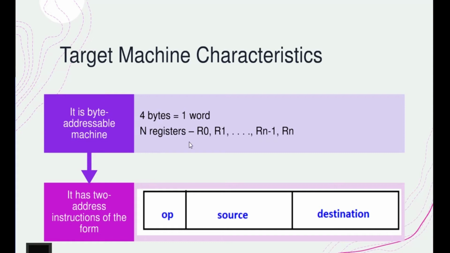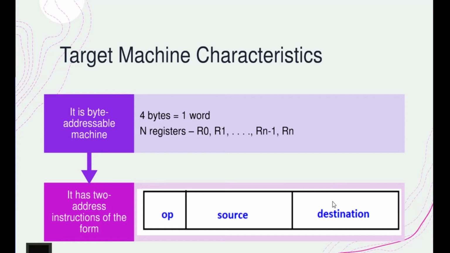N registers are used starting from R0 to Rn. Another important characteristic of the target machine is that it has 2 address instructions. So the instruction is of the form OP, source, destination. OP is nothing but the opcode, that is the operation, and then the source variable and the destination variable. So this is the 2 address instruction form.